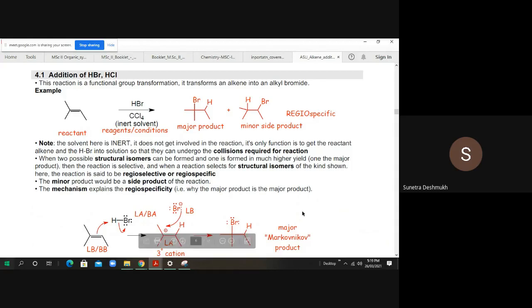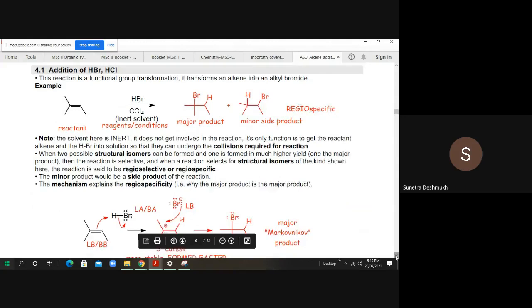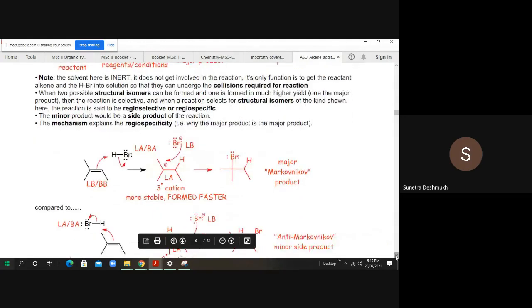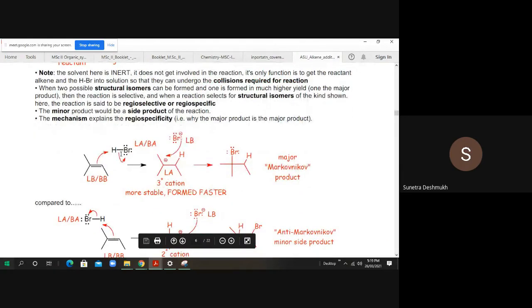Now which one is the Lewis acid? Which one is the Lewis base? HBr, we know, is a strong Lewis acid. H and Br: Br is electronegative, that's why Br appears as Br minus, and H is electropositive compared to the bromine because its electronegativity is less. So H plus acts as a Lewis acid here, and the carbon-carbon double bond acts as a Lewis base.